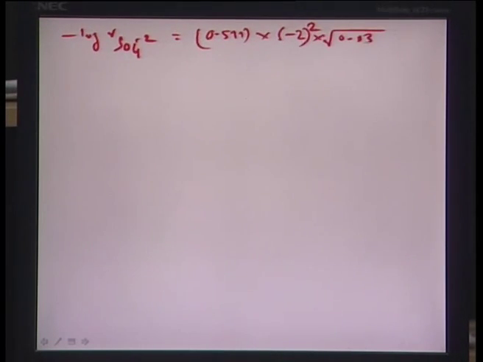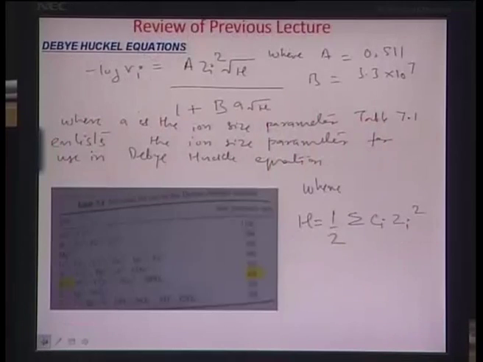In case of SO4, the equation can be written down as minus log gamma SO4 minus 2 equal to 0.511, that is the A parameter, the coefficient A, times the square of the valency of sulfate, and sulfate's valency is -2. So, square of -2 times root over 0.03 molar divided by 1 plus the B constant, which is 3.3 10 to the power 7, times the radius of the SO4 ion, which again we get through this particular figure here.